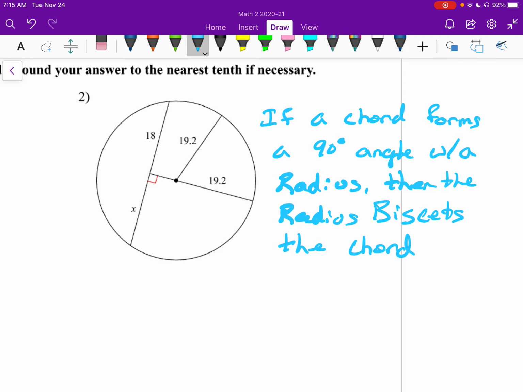Now that's written in words. If you look at the picture, you can probably just kind of see that. You can kind of convince yourself of it. This piece here is equal to this piece there, right? If you add those up, we have a chord, and if I were to extend this line, that is a radius. So we have a chord and a radius. They made a 90-degree angle. So the chord is bisected, the chord is cut in half. So we could say this piece here is equal to this piece there. So really quickly, I can say x is 18.